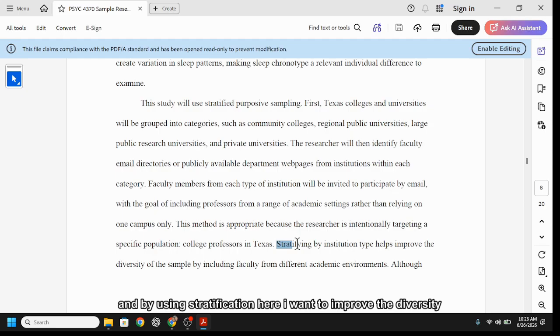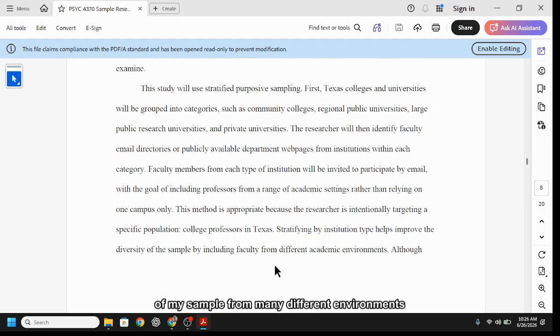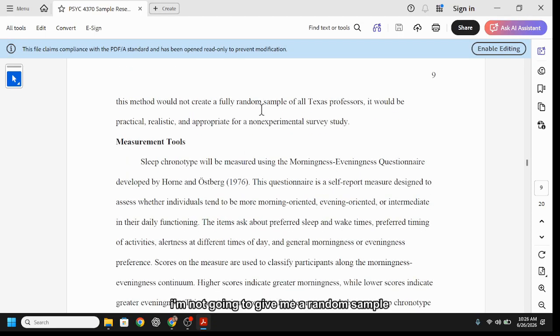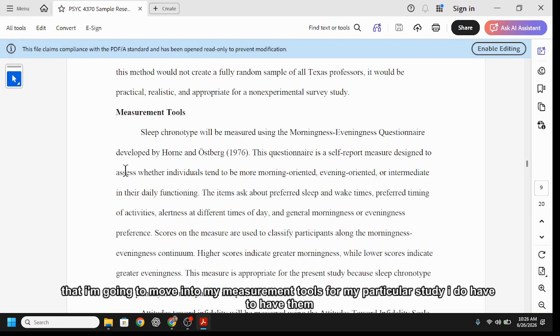I justified this by saying this is appropriate because I'm intentionally targeting a specific population. And by using stratification here, I want to improve the diversity of my sample from many different environments. It's not going to give me a random sample, but it's going to give me a practical, realistic, and appropriate sample. Then I'm going to move into my measurement tools.